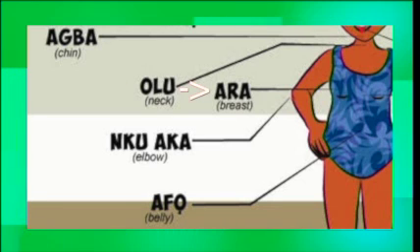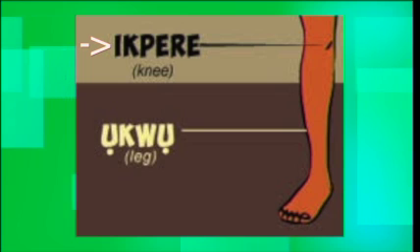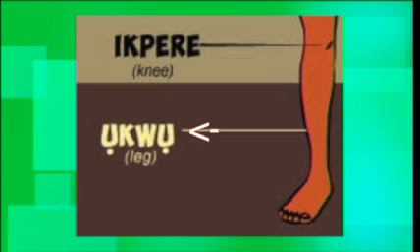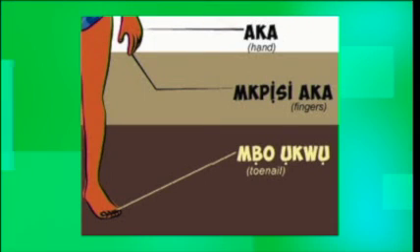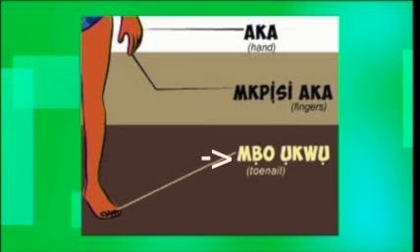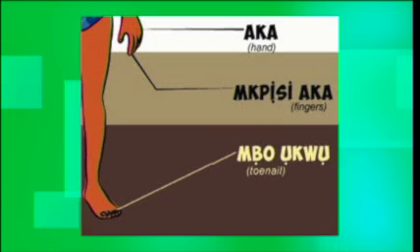Ara, breast. Nkuaka, elbow. Afo, belly. Obi, chest or heart. Uku, waist. Ikbere, knee. Okwo, leg. Aka, hand. Mvaka or mkpisiaka, fingers. Mbokwo, toenail or mkpisiokwo.